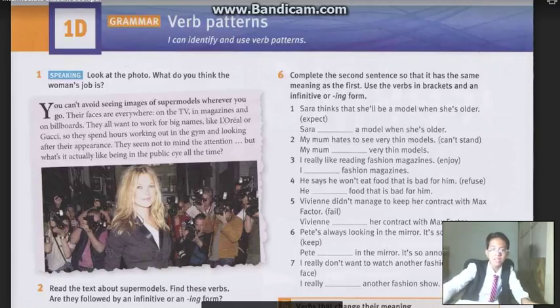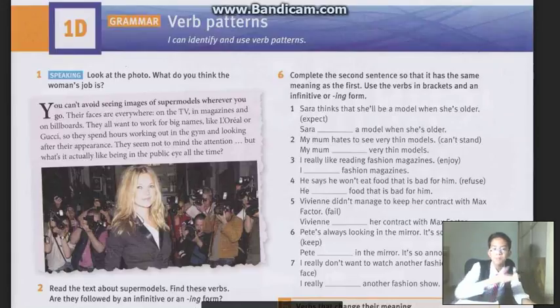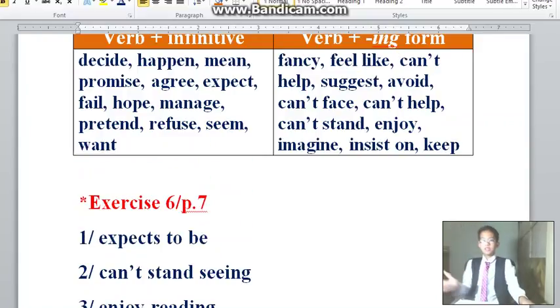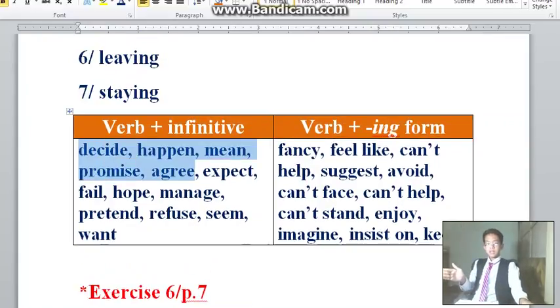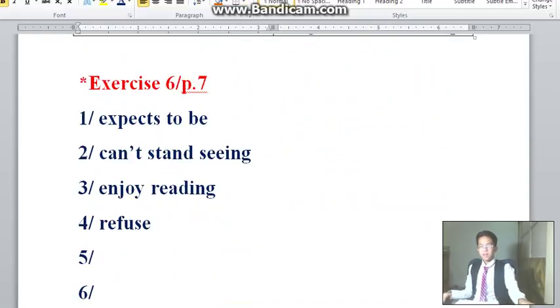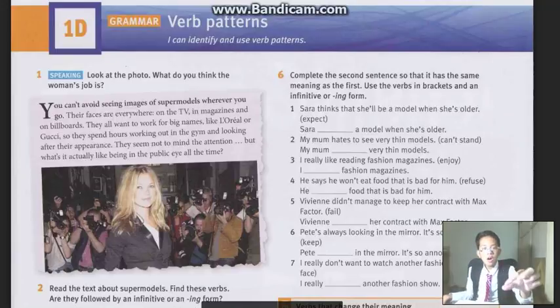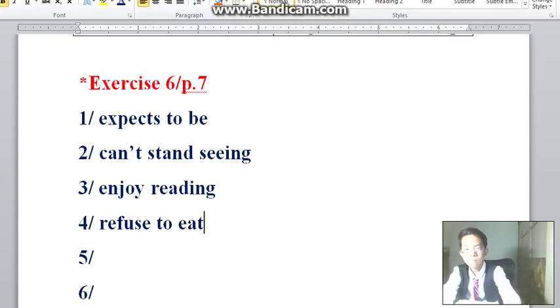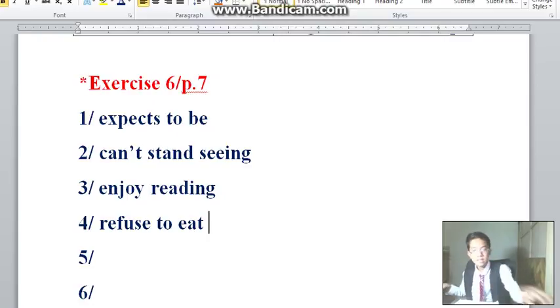Number four: He says he won't eat food that is bad for him. They gave us the word refuse. Refuse plus what? Yes, refuse plus infinitive. Let's find the verb. He says he won't eat, so eat is the verb. Refuse plus infinitive: refuse to eat. But the subject is he, so we have to put S after refuse: he refuses to eat.